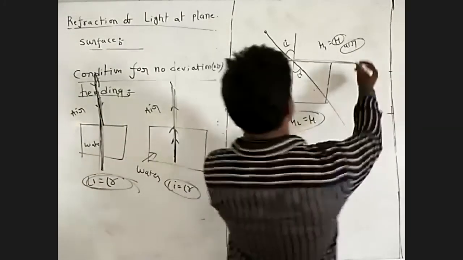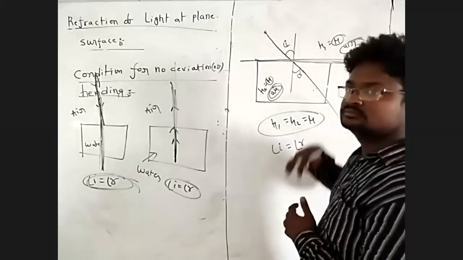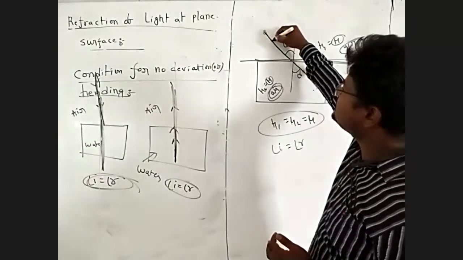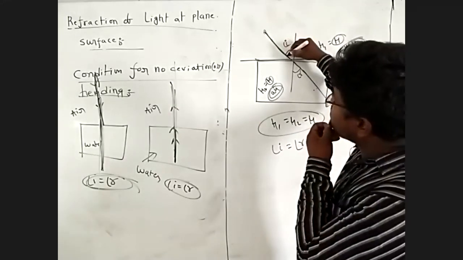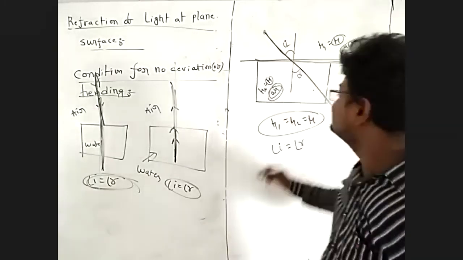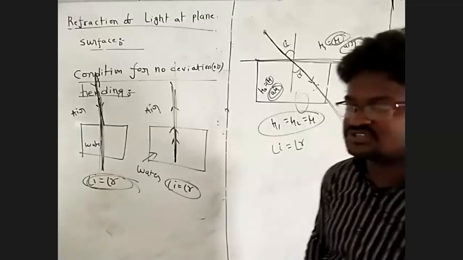Here this is air, this is also air. This line divides both mediums. This is the incident ray moving towards this medium and it goes straight. It does not bend. What is the reason? Both mediums are the same medium. That is the reason.